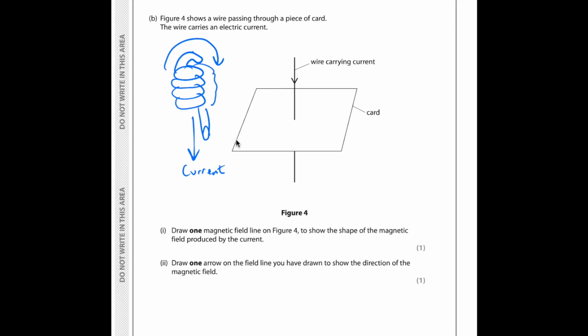So I'm sorry, my picture is terrible. So you need to draw one circle going around that. And the next question says, draw one arrow on the field line you have drawn to show the direction of the magnetic field. So if you're looking down, it needs to be going clockwise. So your arrow is pointing that way.